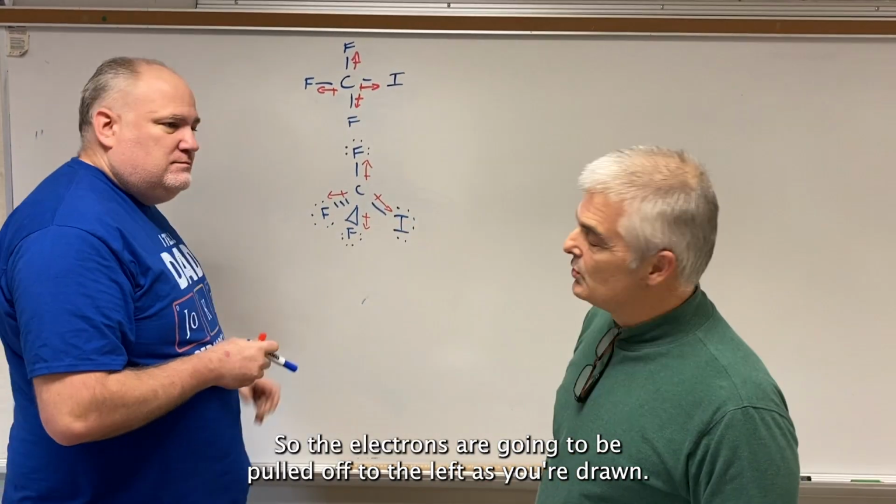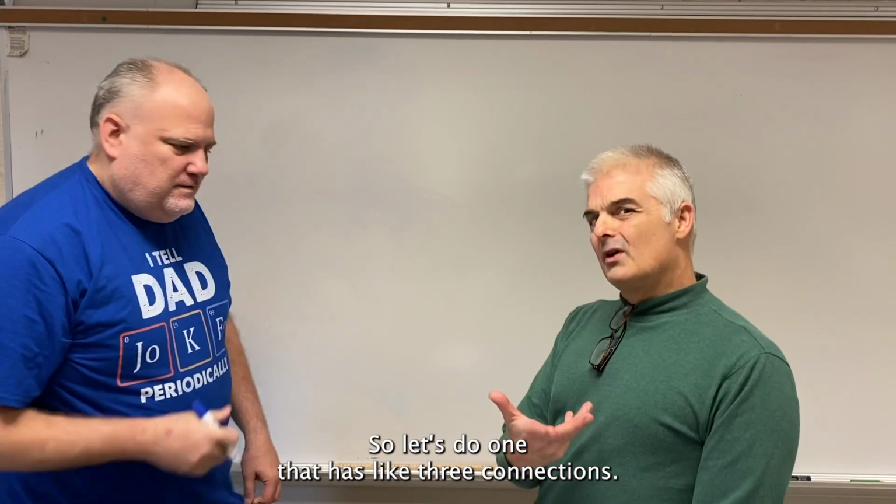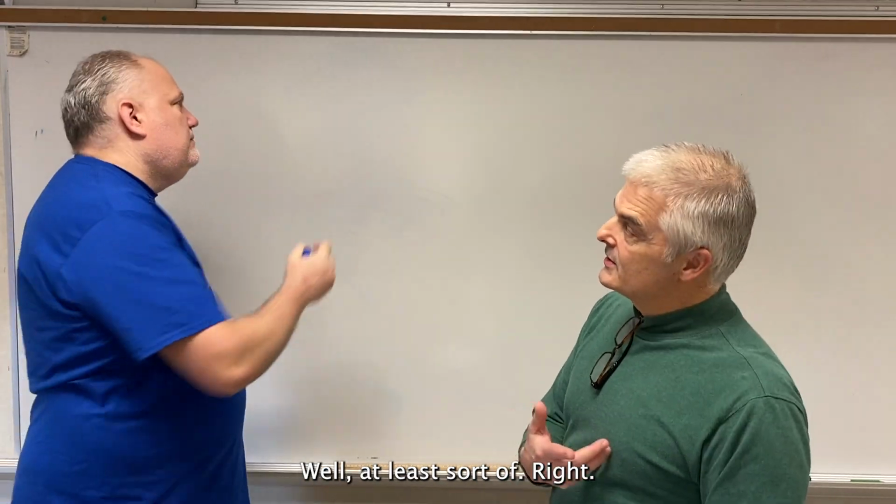So the electrons are going to be pulled off to the left as you've drawn it. Sort of left and up, I guess. So let's do one that has like 3 connections. Well, at least sort of, right?